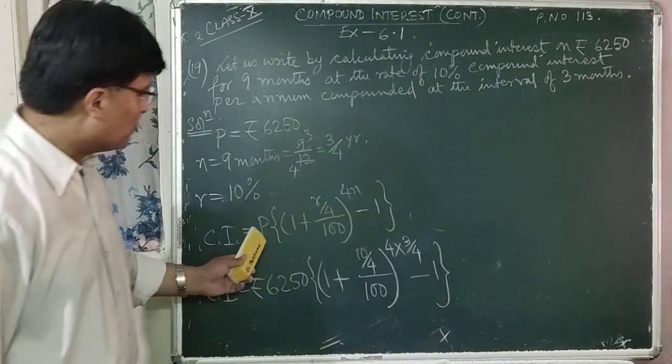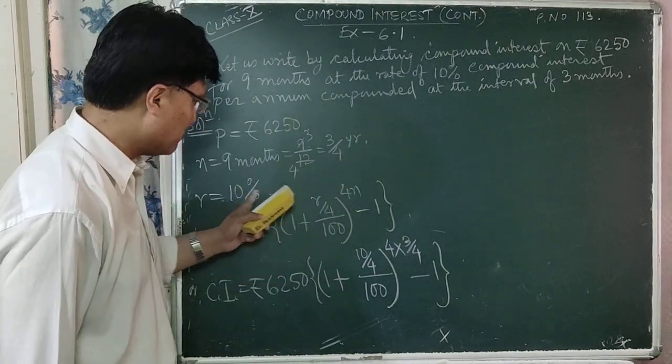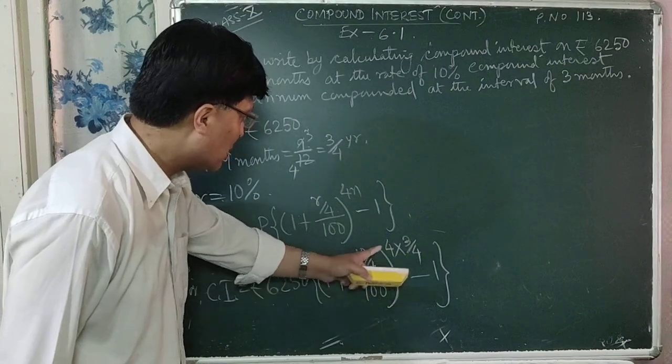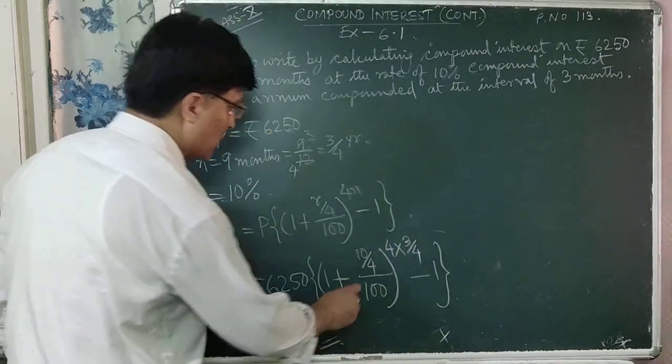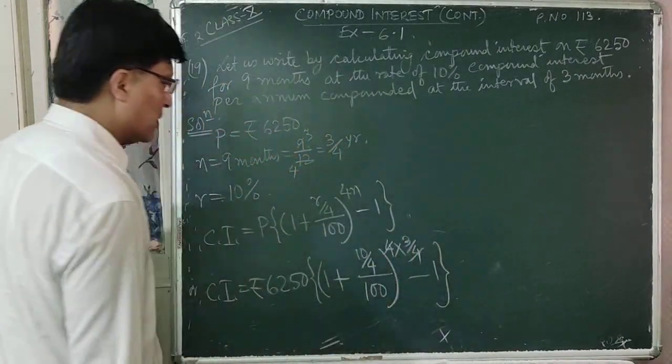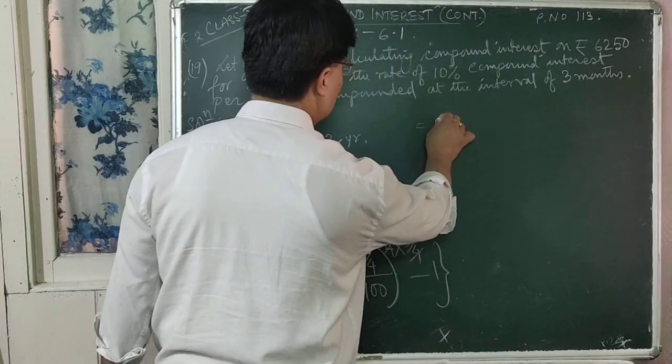Is that clear? Here P is 6250, 1 plus, here R is 10%, 10 by 4 divided by 100, to the power 4 into, what is the value for n here? It is 3/4. Then minus 1. So this 4 gets cancelled. Is that clear? So now let us simplify it.